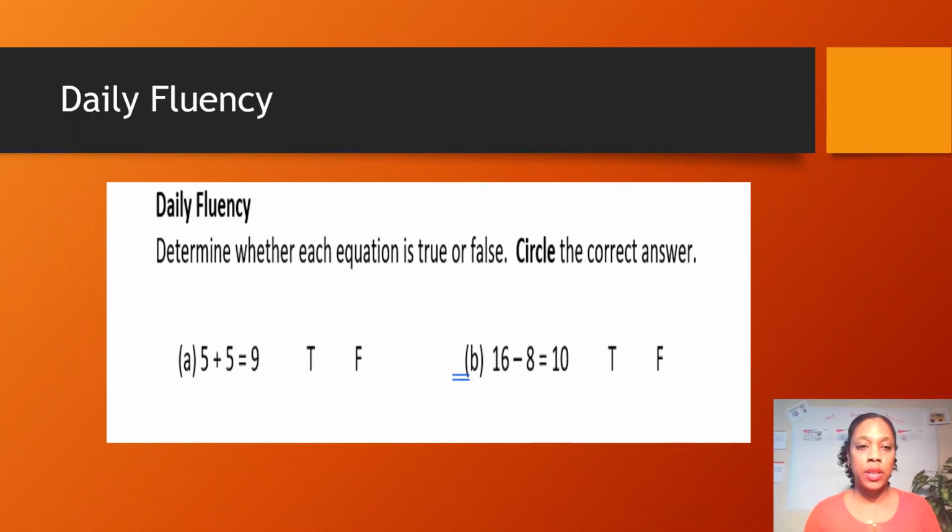In our daily fluency, you will have to determine today whether each question is true or false. Circle the correct answer. So if I look at A, 5 plus 5 equals 9. Is that true or is it false? If you said false, then you are definitely correct. So you will circle false because we know that 5 plus 5 equals 10. So the answer would be false. All right, I want you to go on to B and do that one on your own.